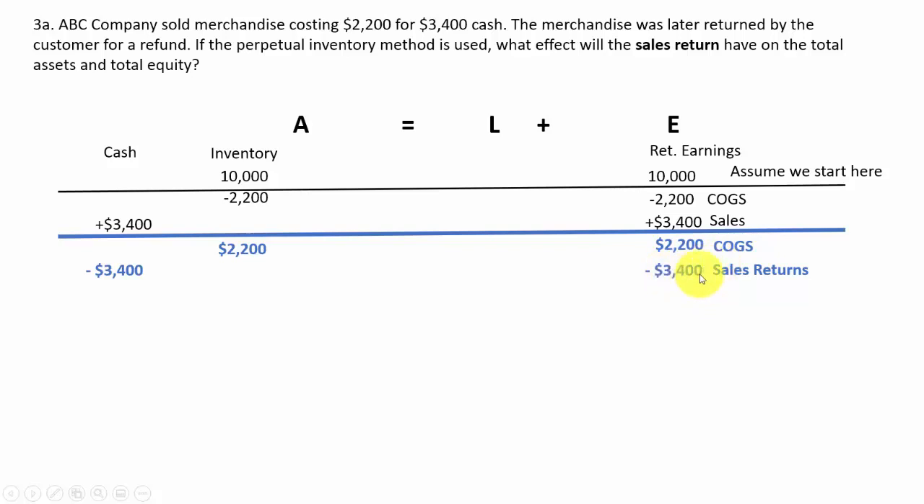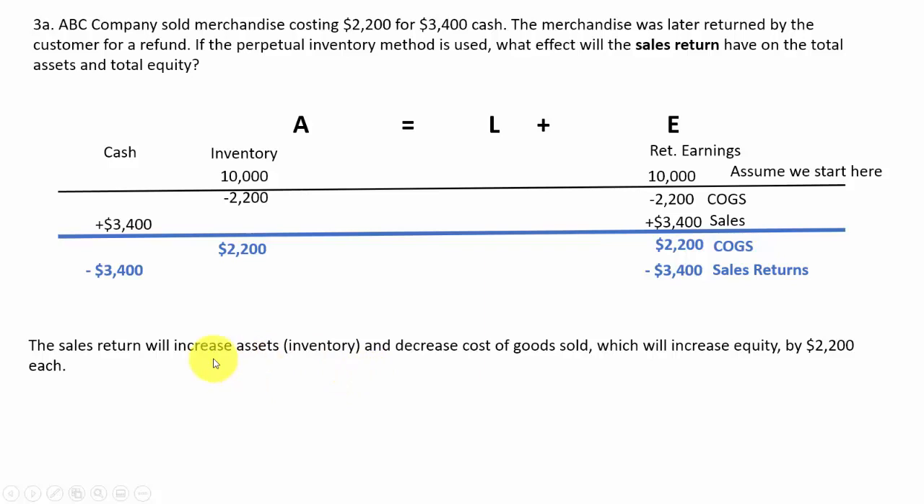Instead, we'll call it sales returns. It's a good idea to keep these two separate, because then you can tell how much of your sales are being returned as opposed to having them all in just lump sum sales, where it'd be a little harder to pull that number out. What will be the effect of sales returns on the total assets and total equity?